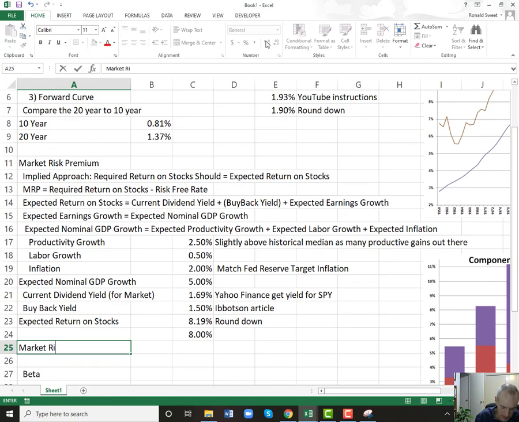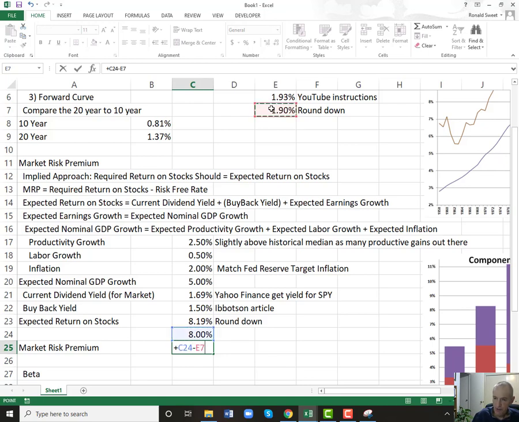So what does that mean my market risk premium is? You take your expected return on stocks minus the risk-free rate, and we get a market risk premium of 6.1%. Anything in the 4 to 7% range is pretty normal right now. If you get above the 7, it just depends on what risk-free rate you're using. Expected return on stocks, I think 6% to 9% is probably rational. Anything below 6 is probably a little too much.